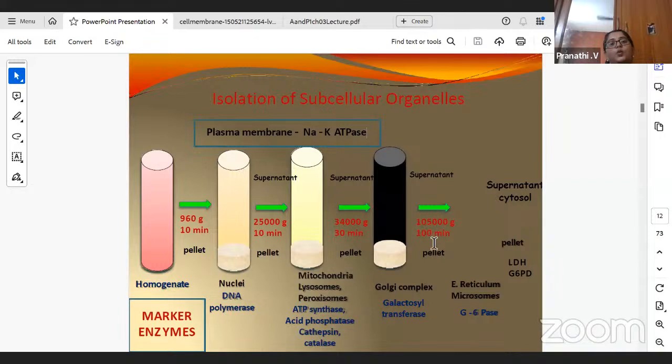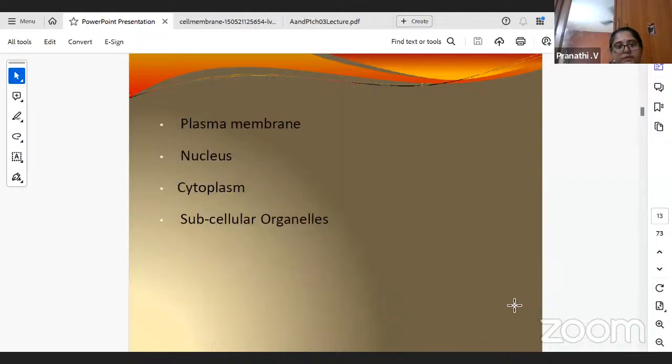And again at 1,05,000 G for nearly 3 hours plus, then I'm going to get the supernatant, which is only the cytosol. The pellet again has, and I'm going to use different kinds of enzymes, which is your lactate dehydrogenase, glucose 6-phosphate dehydrogenase, all these enzymes to find out the presence.